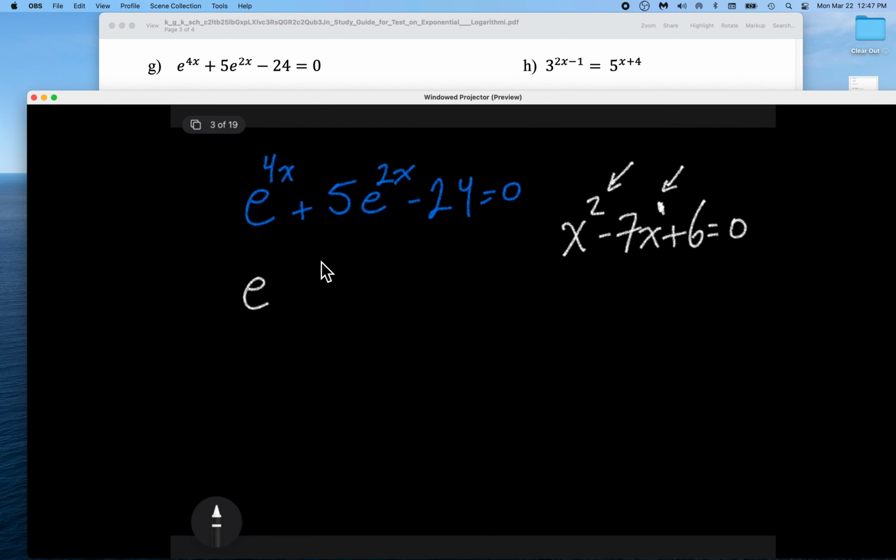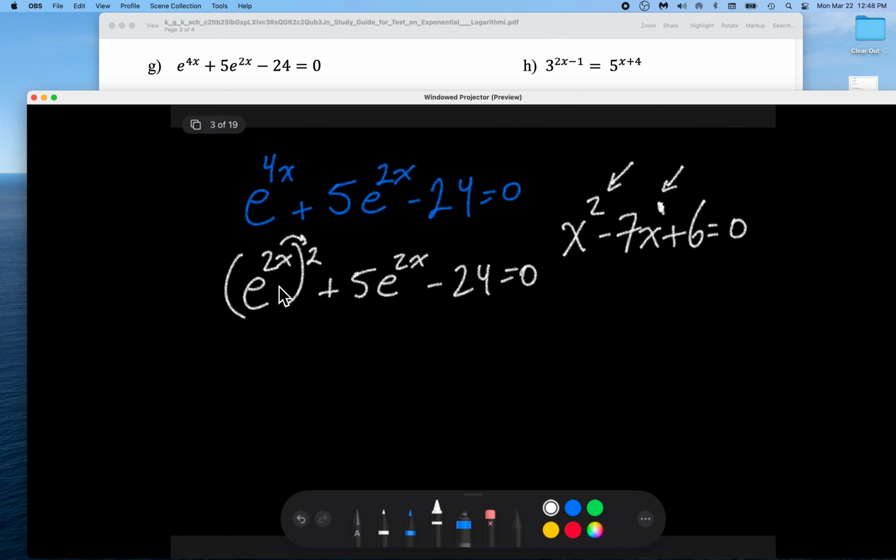Specifically, this is e to the 2x squared plus 5 e to the 2x minus 24 equals 0. When you see this and recognize that it is a hidden quadratic, because this is twice that, you take that, put it in the parentheses, and square it. Because if you did the power rule, 2x times 2 gives you 4x.